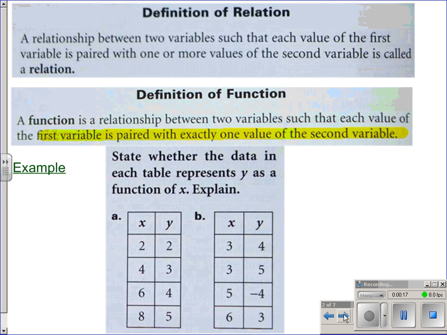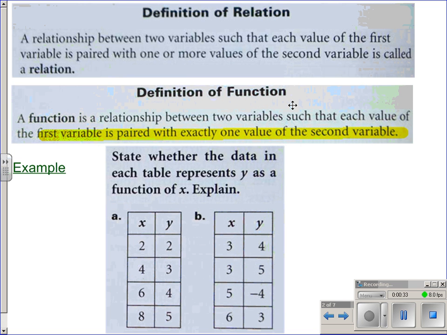The first thing is called a relationship, and that just basically means you can match up an x value to a y value, and that's it. There's no rules about them. It's just a relation is x to y. You can just pair them up. It's like points.